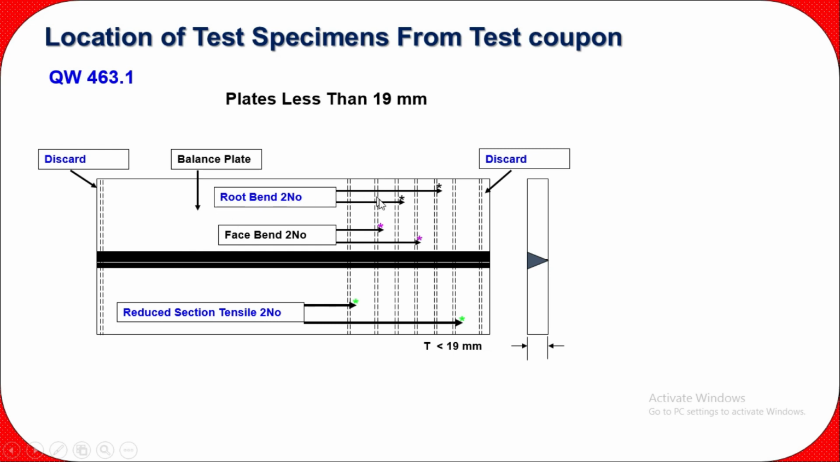Here are the root bend 2 number: 1 root bend, 2 root bend. Face bend, here 1 face bend and here 1 face bend. That means 2 face bend and 2 root bend is completed. Now reduced section tensile 2 number, here 1 tensile and here 1 tensile, and this one is discarded. So 2 number root bend, 2 number face bend and 2 number reduced tensile. This one is completed.